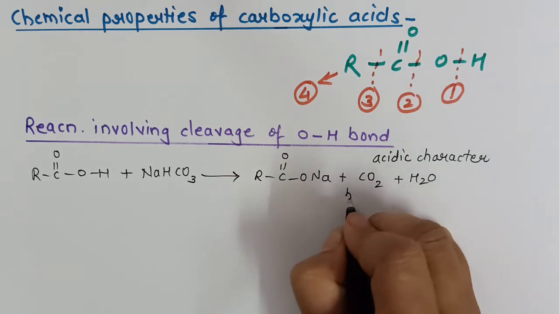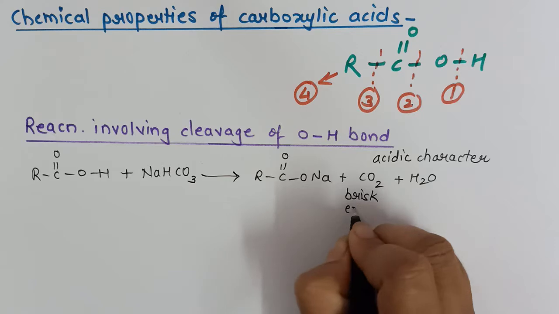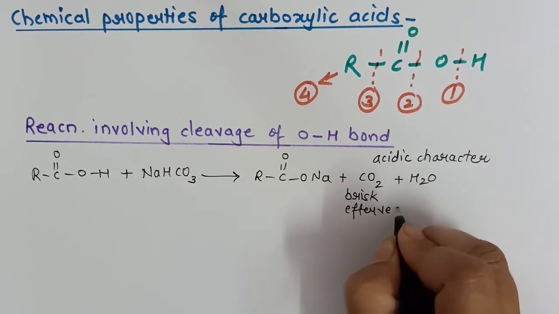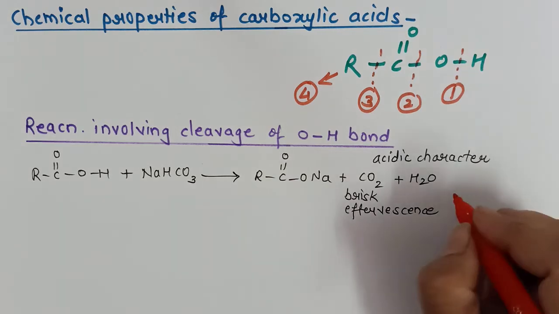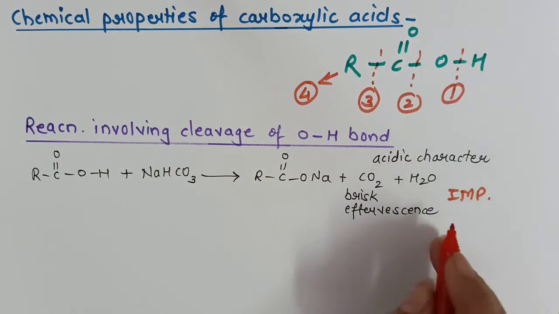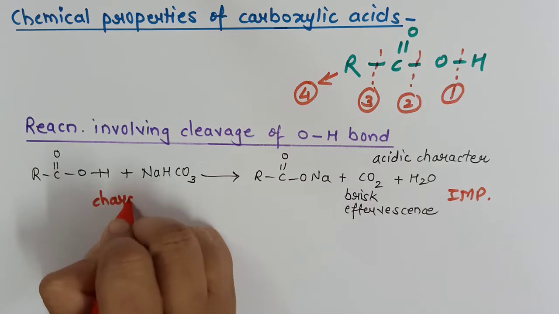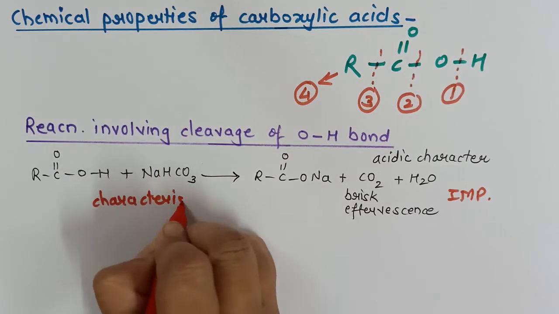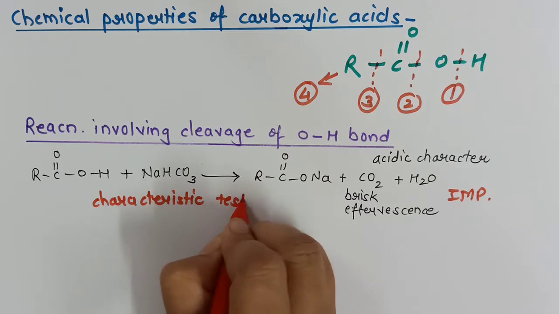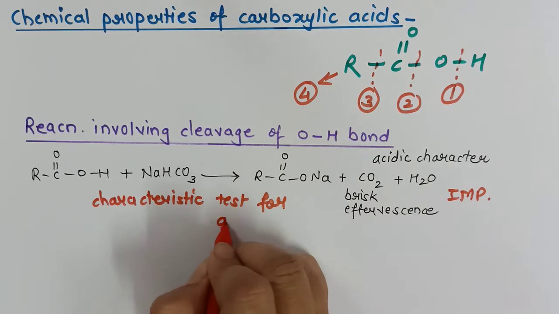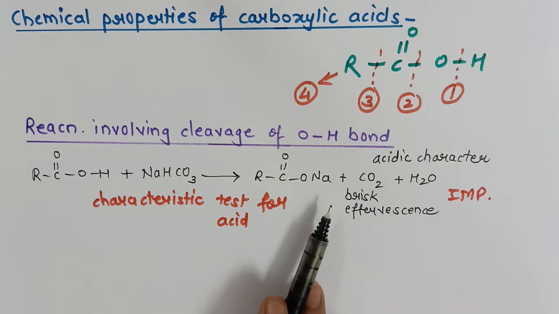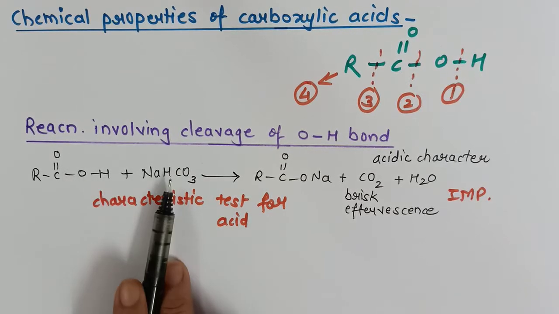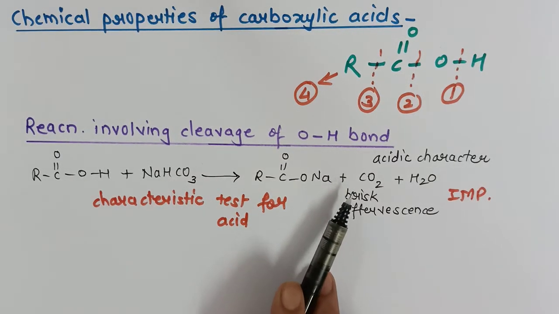We say there is a brisk effervescence of CO2, and this is a characteristic test of carboxylic acid. So whenever you are asked to chemically distinguish between a carboxylic acid and any other functional group, you can easily go for this test, which is the reaction of acid with sodium hydrogen carbonate to give brisk effervescence.